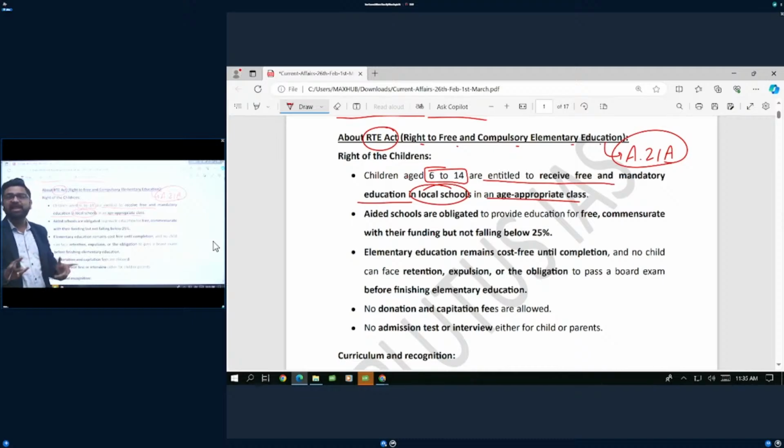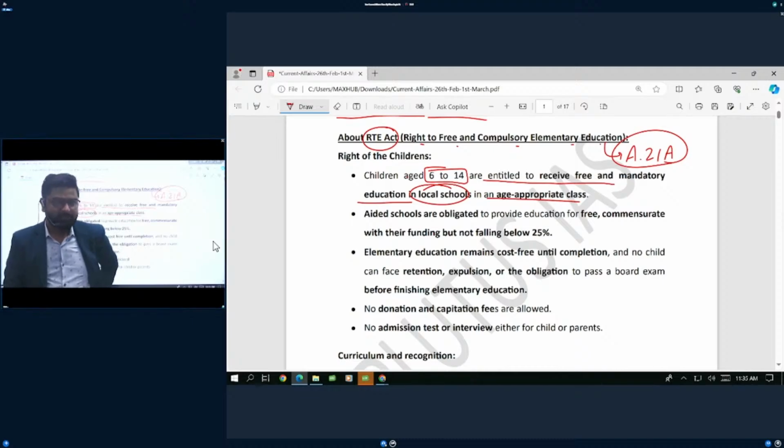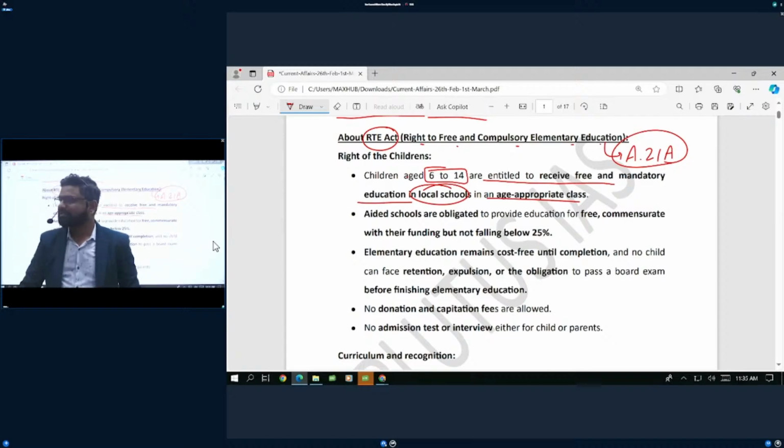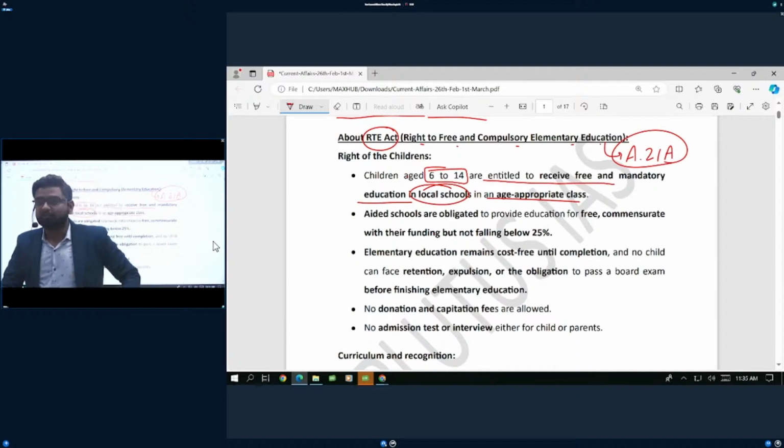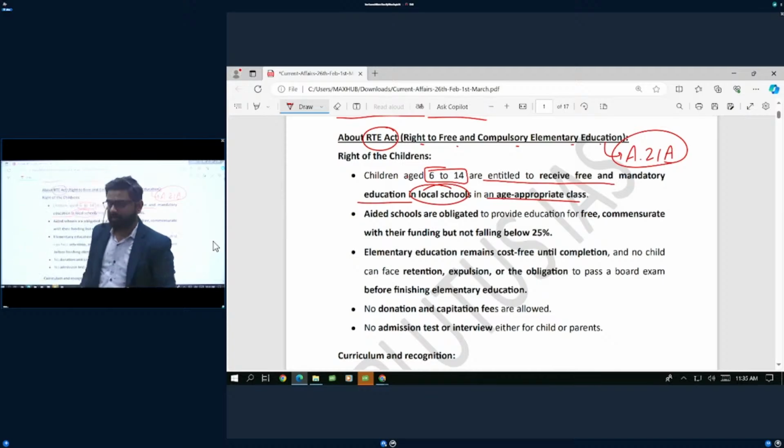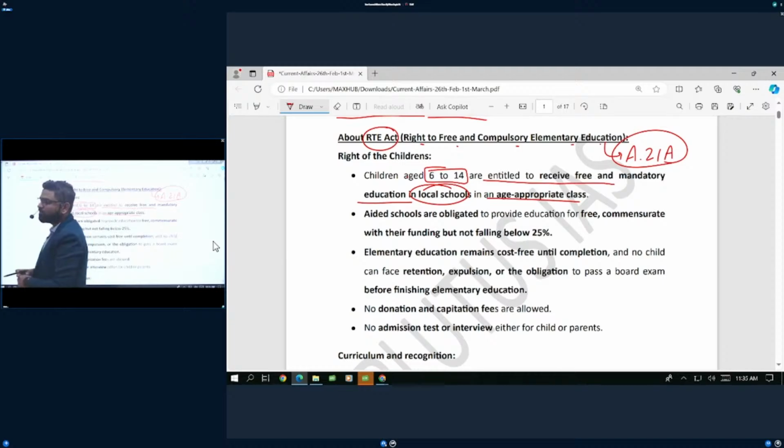What is this age appropriate drama? Let's suppose you are a 13-year-old kid. So in which class should you be admitted? Properly 7th. But because you have no schooling whatsoever, you will be admitted into maybe first class, second class. But that does not do justice with your potential. So government says age appropriate. If you are 13, then you should be admitted to 7th.